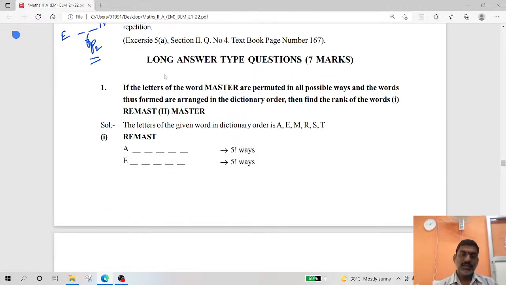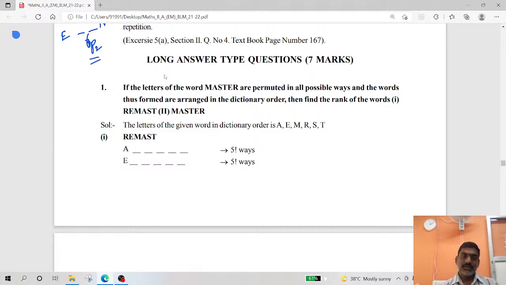Next, long answer type questions. Right? So what is the first long answer here? If the letters of the word master are permitted in all possible ways and the words thus formed are arranged in the dictionary order, then find the rank of the word remasked and master.